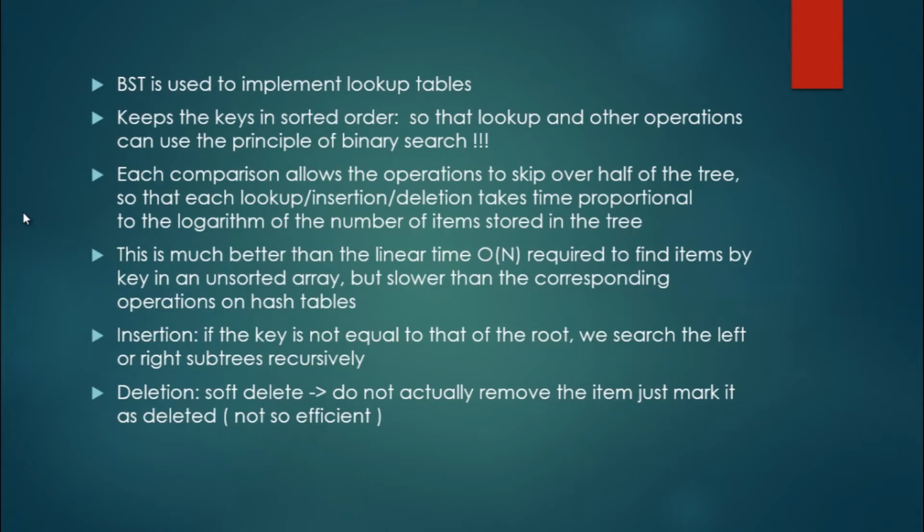So here in the binary search tree, for an insertion, if the key is not equal to that of the root, we search the left or right subtrees recursively. For deletion we can use a soft delete. We do not actually remove the item, just mark it as deleted. It is not so efficient because there may be lots of data that we do not need in our tree.